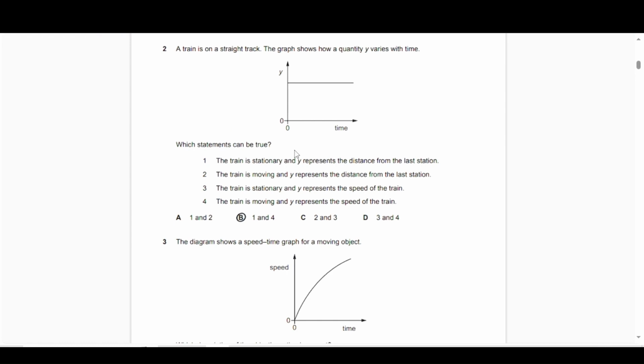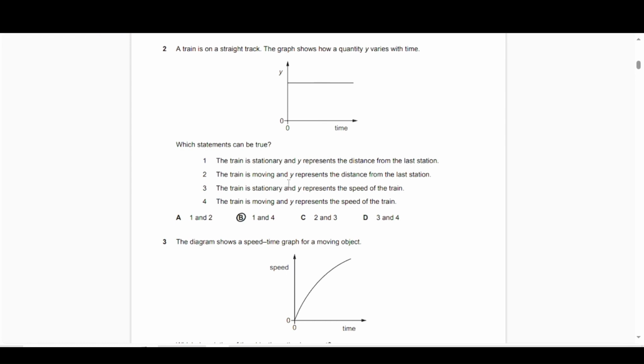For statement questions, one thing that I really like to do is first eliminate the statements that are definitely wrong, right? So if I start off with the first one, they've said the train is stationary and y represents the distance from the last station. So this statement, yes, can be true. If you had distance or displacement there, and that didn't change with time, then essentially the object is stationary, and that would represent the distance from the last station.